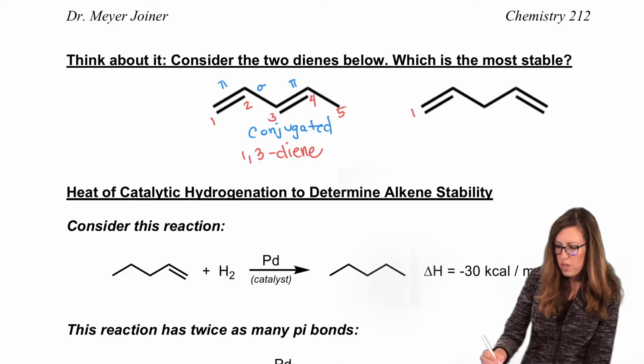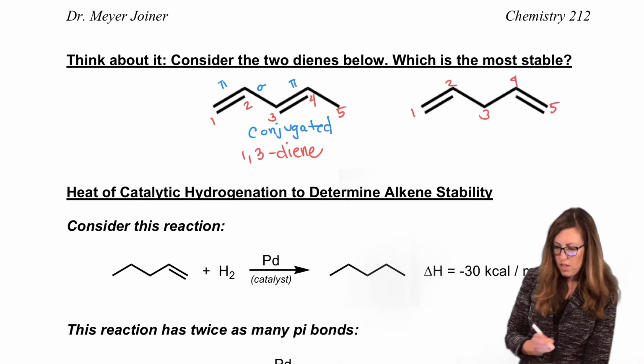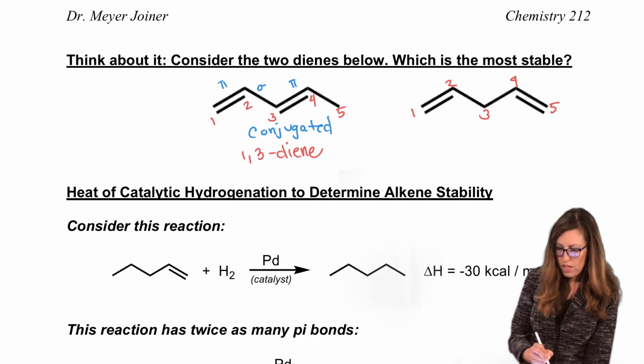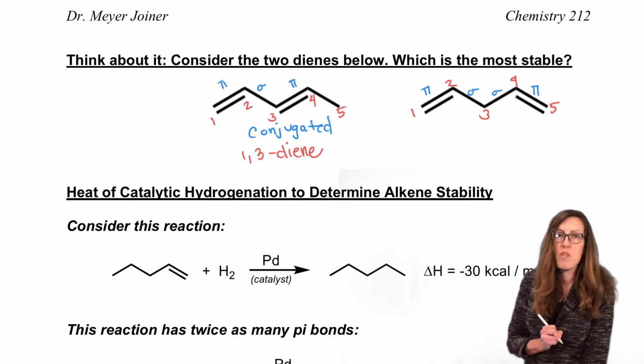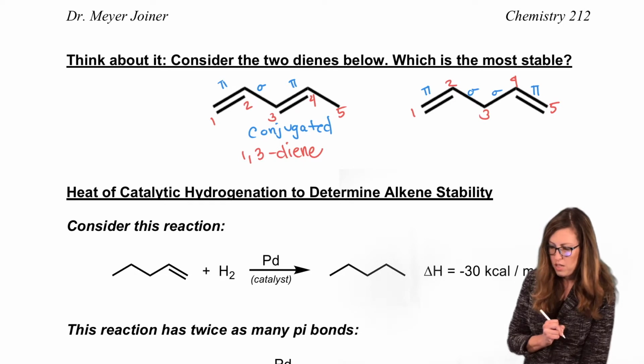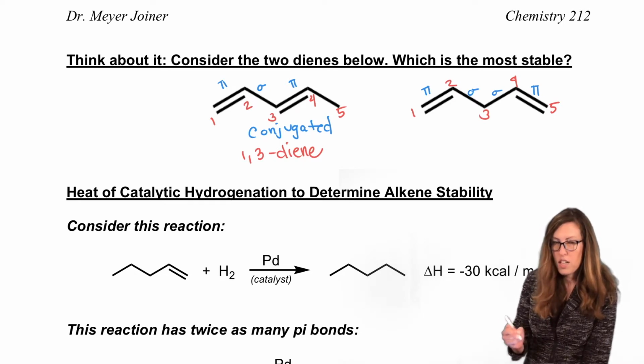Let's number this one. 1, 2, 3, 4, 5. Now notice that the pi bond pattern goes pi, sigma, sigma, pi. The two pi bonds are separated by more than one sigma bond. So what this means is it's not conjugated. These are isolated.